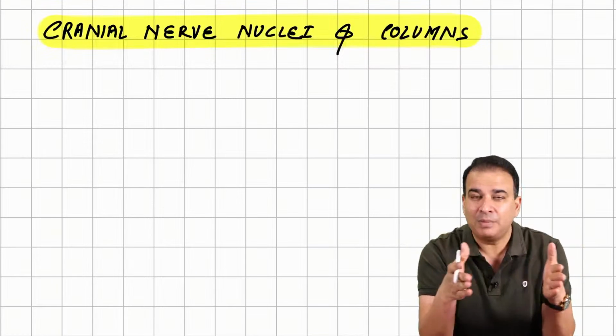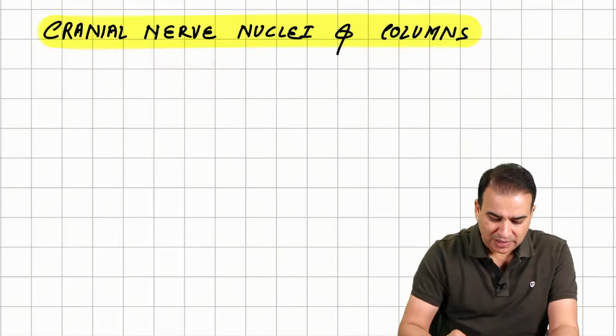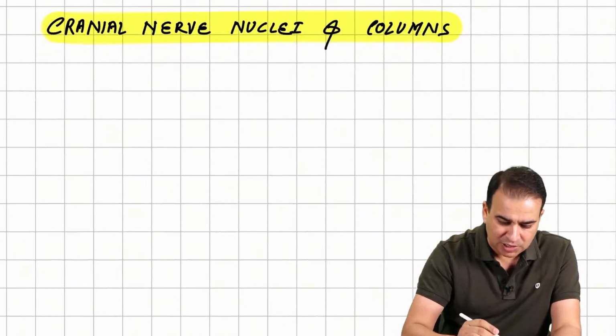What are the parameters on which we divide the cranial nerve nuclei? Okay, so guys, to start with the cranial nerve nuclei and columns, I need to start with some basics first.